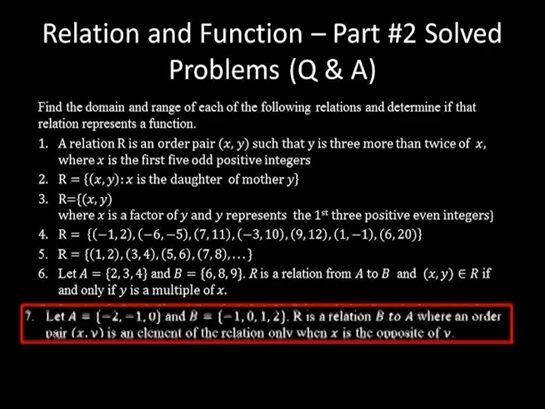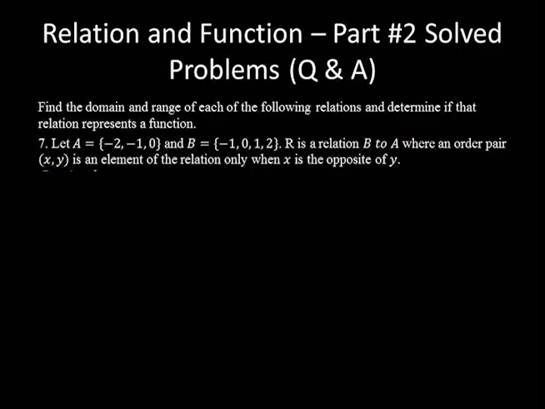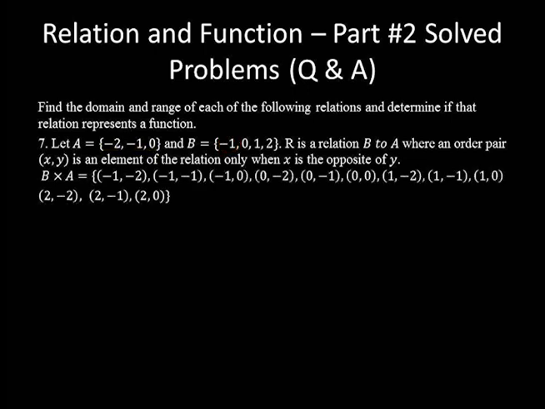When we move to question number 7, the difference from question number 6 is that we form a relation from B to A, and the ordered pair (x, y) is an element of the relation only when x is the opposite of y. So let's start by forming a relation from B to A. B cross A equals... in this case, we have to take one element from set B and then pair it with each element in set A. -1 paired with each of these three elements of set A. The same is true for the remaining three elements of set B.